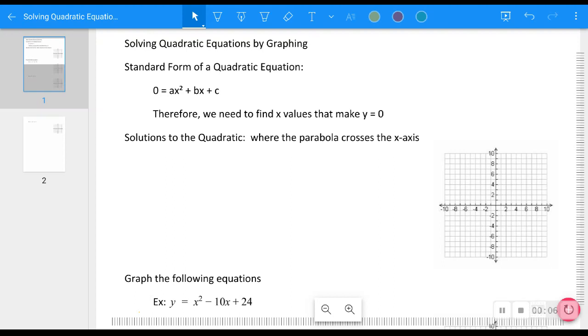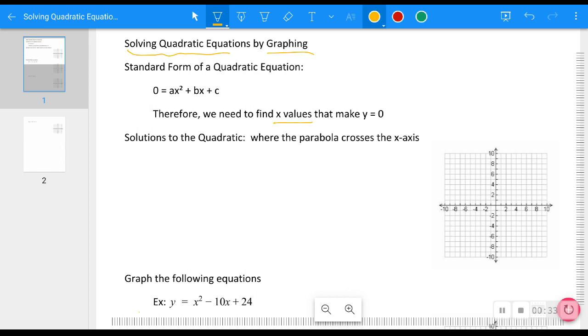So today we are going to be talking about solving quadratic equations by graphing. So now that you guys have a hold on graphing, now we're going to be using that to find solutions to our equations. So the standard form of a quadratic equation, as it says right there, is 0 equals ax squared plus bx plus c. So we need to find all of the x values that make y equal 0.